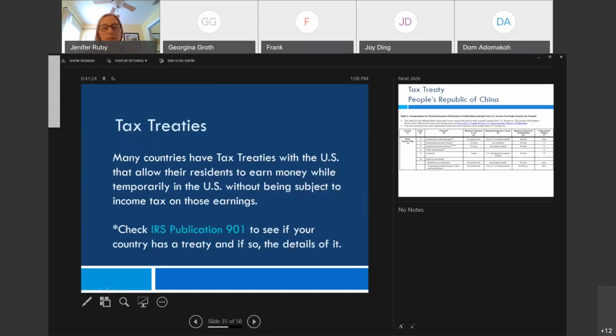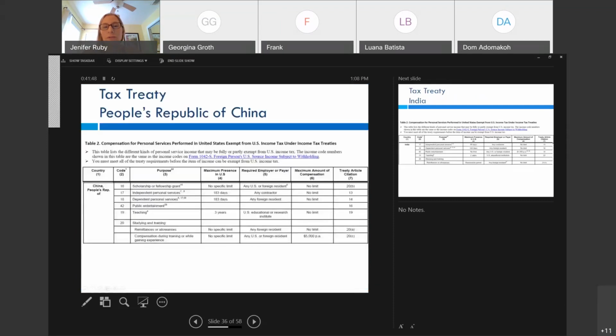I already mentioned the tax treaties. Actually, in fact, it's Publication 901. I mentioned 519, and I think they both reference tax treaties, but the more detailed one is, in fact, 901. So you can go to the irs.gov website and look up whether or not you have a tax treaty. And again, that's going to reduce the amount that's taxable for you.